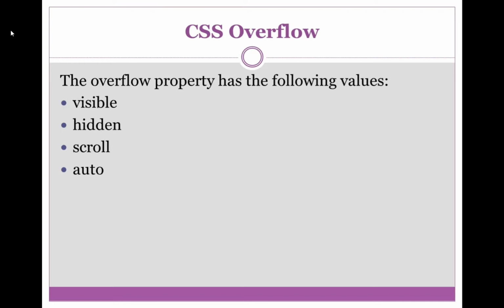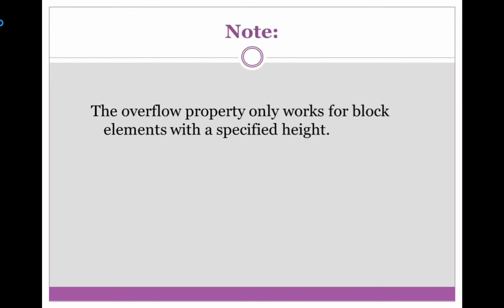And the third one is scroll. With this overflow, the content is clipped and the remaining content can be scrolled using the scroll bar, which is added to see the remaining content. And auto is similar to scroll, but the scroll bar is added only when it is necessary. Note that the overflow property only works for block elements with a specified height.